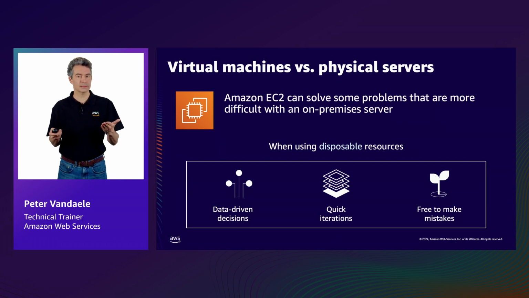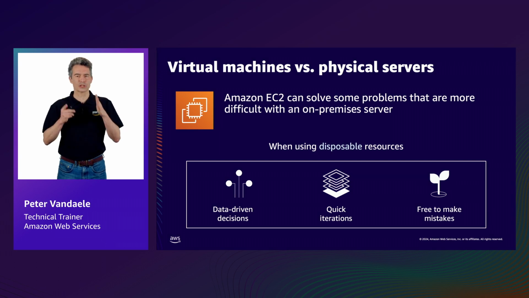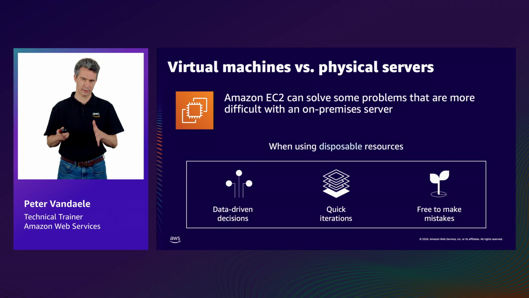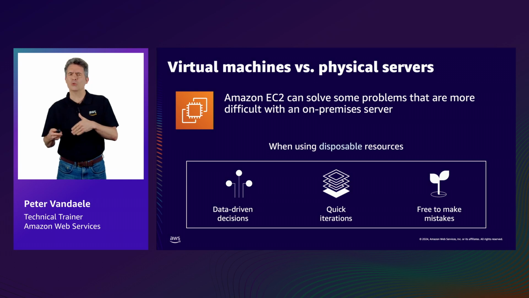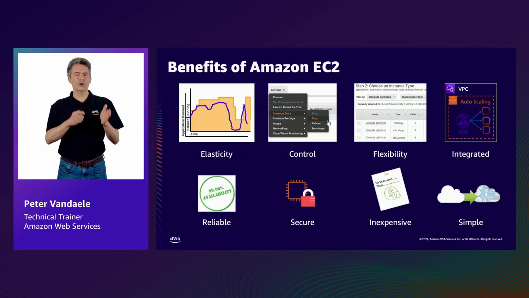EC2, on the other hand, is a great solution because you can run the resource for as long as you need it and terminate it at any point in time. This is what we mean with quick iterations. And for that same reason, if we do make a mistake of, for example, over-provisioning or under-provisioning, we can fix it really fast. Now that we know what EC2 is, what are some of the distinct benefits?